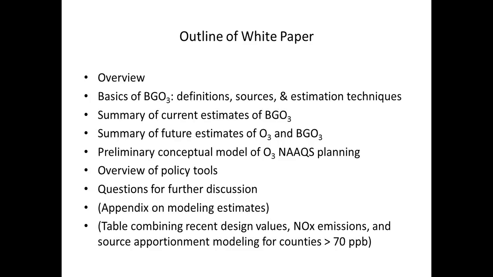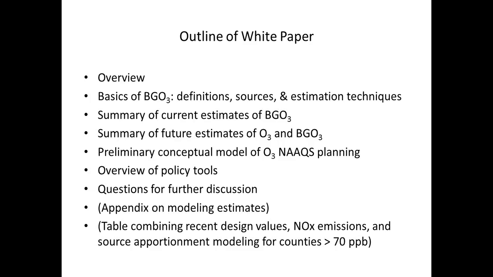So let me walk through the outline in summary form, for those that haven't had a chance to look at the white paper yet. There's a short overview which goes through the purpose, but then we get into some of the basics of background ozone. There are multiple definitions of background, including a key one from EPA's perspective. We've used this term U.S. background, or USB, which we define to be any ozone formed from sources or processes other than U.S. anthropogenic emissions of ozone precursors.